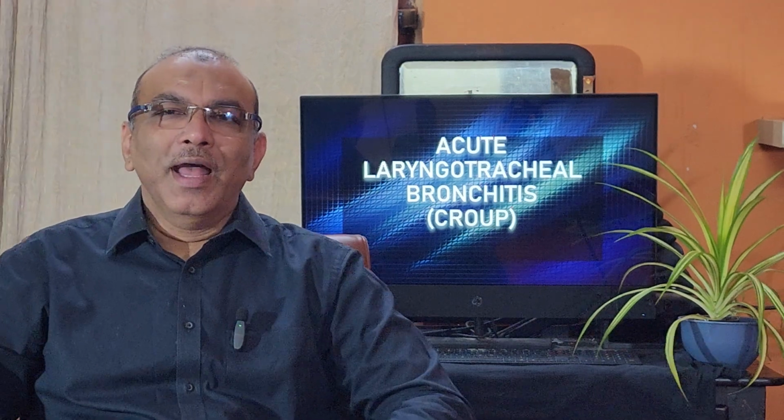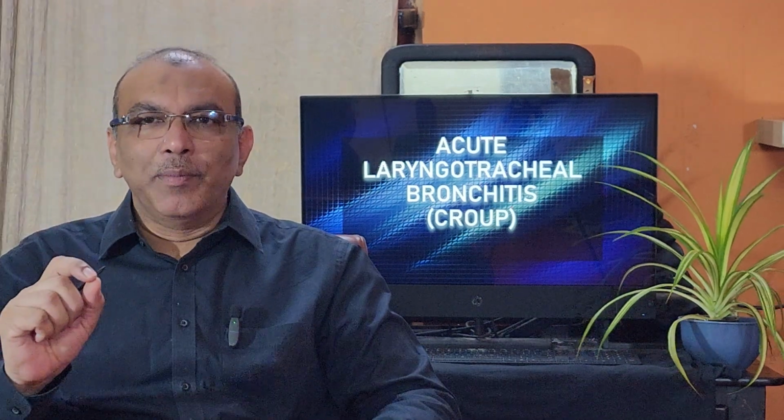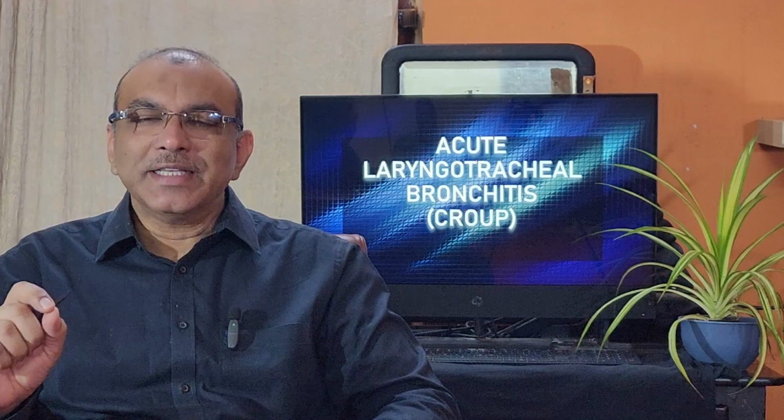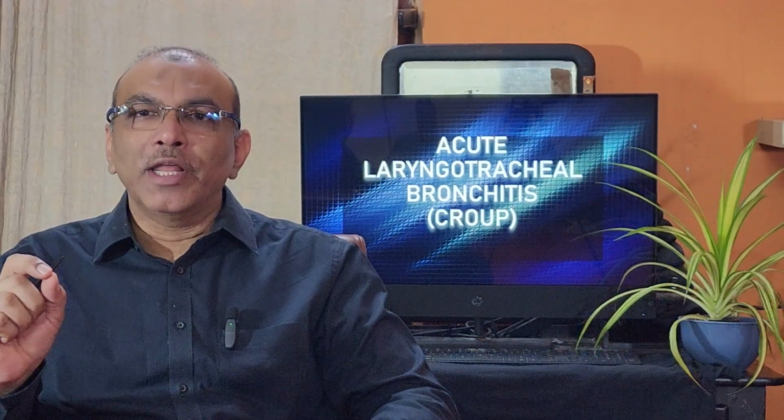Hello. Acute laryngotracheal bronchitis means infection involving the larynx, which is the voice box, the trachea, the windpipe, and the bronchus. The bronchus extends to both the lungs. So the infection involves the whole system, starting from the larynx to the bronchus, the whole airway.